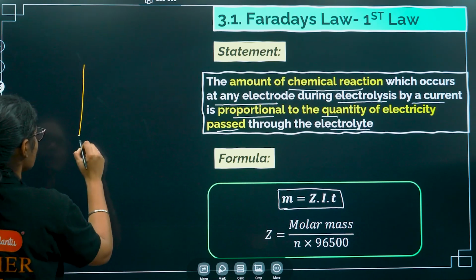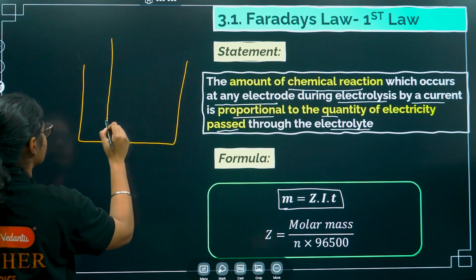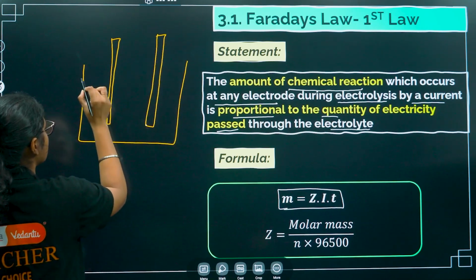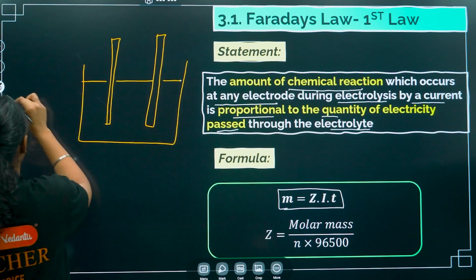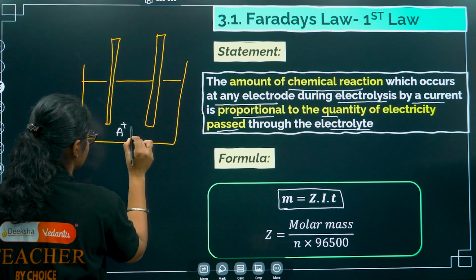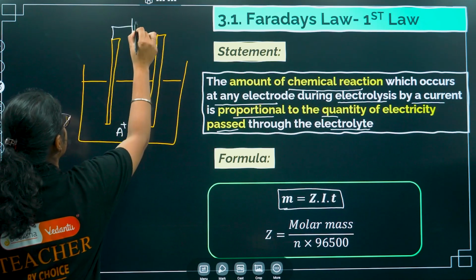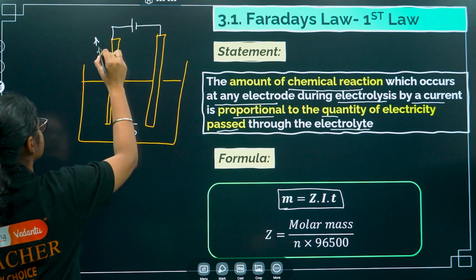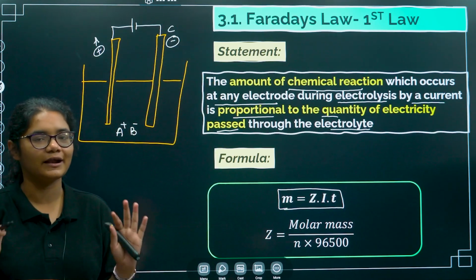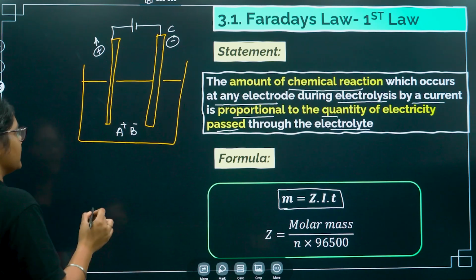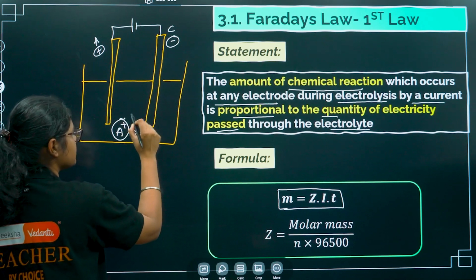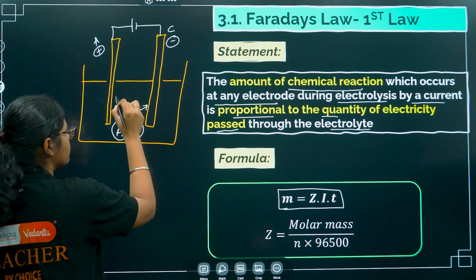I told you that in this one we take both the electrodes in the same electrolyte. Here we have taken an electrolyte, A plus and B minus, and this is connected. This is the anode, positively charged, and this is the cathode, negatively charged. Remember, the sign convention here is opposite to that of the galvanic cell. The positively charged cations will move towards the negative electrode.